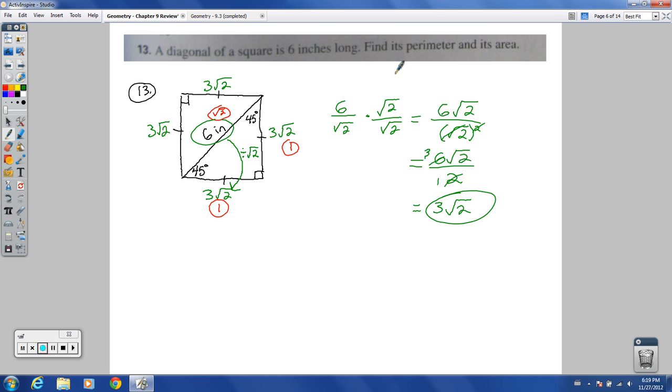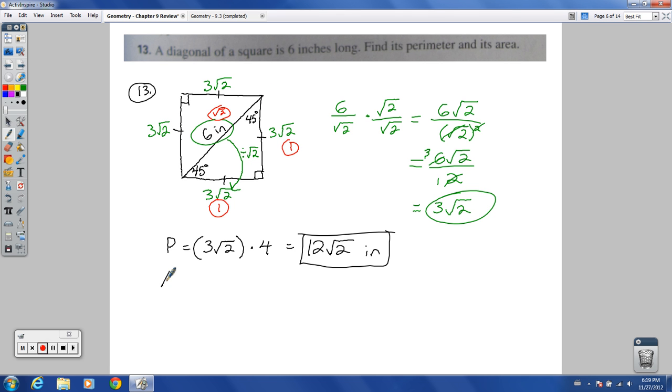So what's the perimeter? The perimeter, you're going to take 3 radical 2 and either add it 4 times, or you can think of that being the same thing as multiplying it by 4. So you have 12 times radical 2. You have that many inches for the perimeter. Perimeter is just adding up the sides, going around the shape.